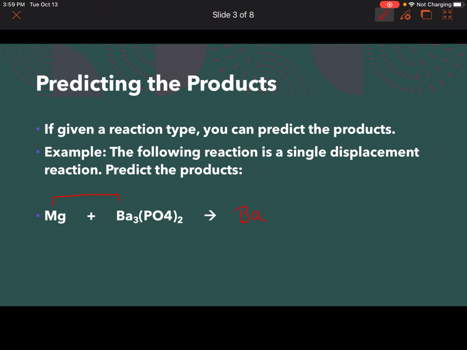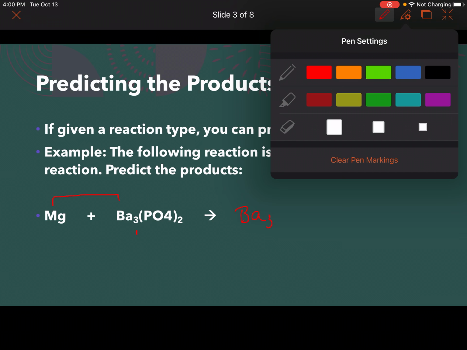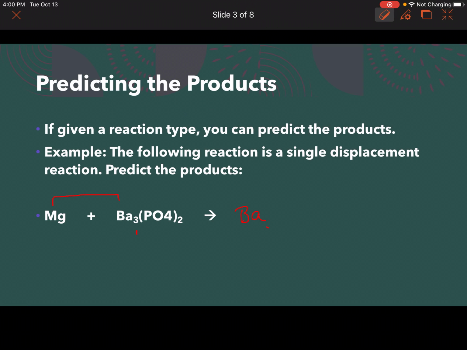Now a lot of times a common mistake here is this little 3. People will write the little 3 there. Do you write the little 3 there? No, you do not. You don't write it there because that 3 is specific to the bonding ratio, okay? So you don't write the 3, you just write barium by itself. And now we're going to write magnesium phosphate here. So this is also why you have to really practice that naming, right? Because you have to be able to figure out how the bonding ratio all works here.